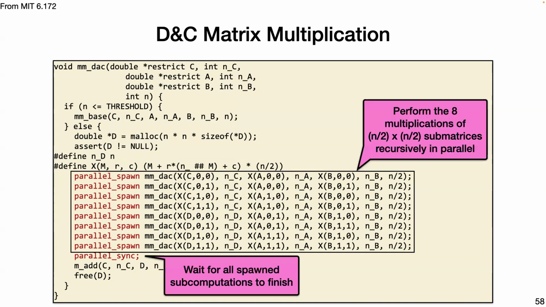This is the main parallel part. You can do all of the 8 submultiplications in parallel. If you remember, we're trying to add 2 matrices, and the 2 matrices are created by 8 submatrix multiplies, 4 in each one. So there are 8 subproblems. They can all proceed in parallel. And then we have to wait for all of these subproblems to finish before we add them.